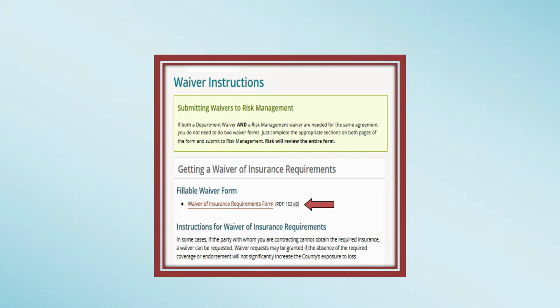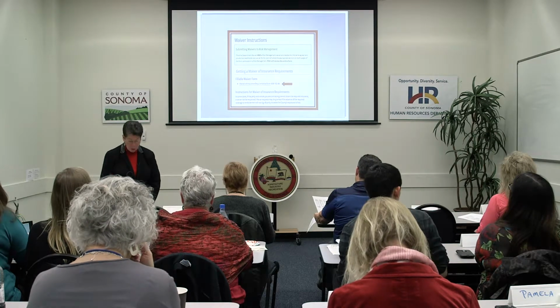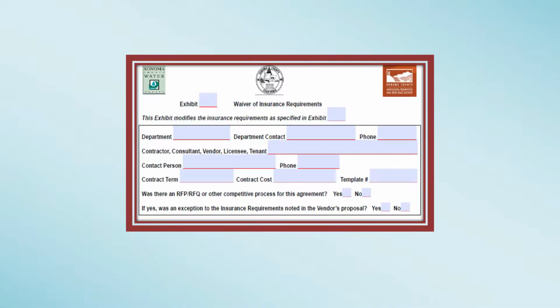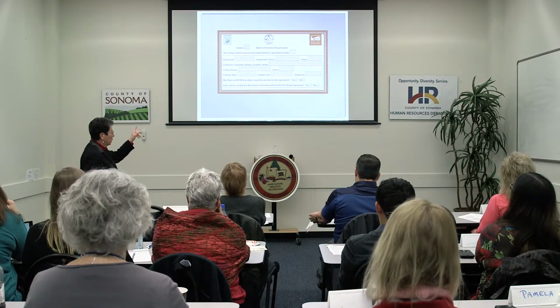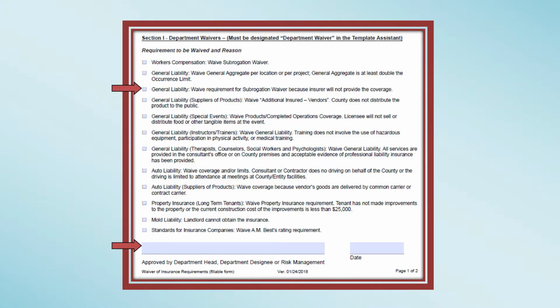Well, you click on the waiver form and you will get a fillable PDF. At the top of the waiver form is the general information section, and this is fillable right on the screen. You fill that out, and then side 1 is the department waiver below that information box.